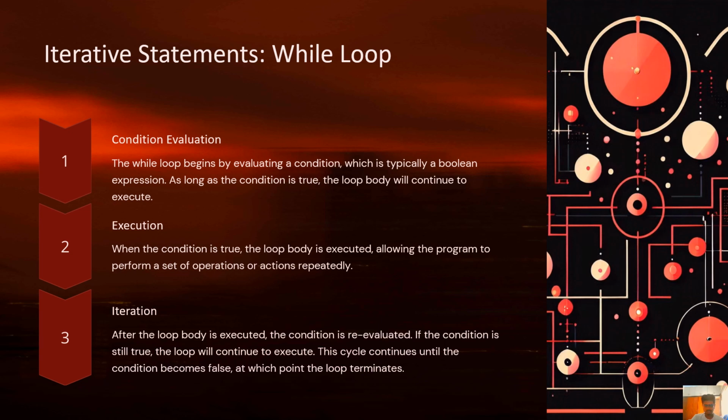Iterative statements. While loop. Condition evaluation. The while loop begins by evaluating a condition, which is typically a Boolean expression. As long as the condition is true, the loop body will continue to execute. Execution. When the condition is true, the loop body is executed, allowing the program to perform a set of operations or actions repeatedly.